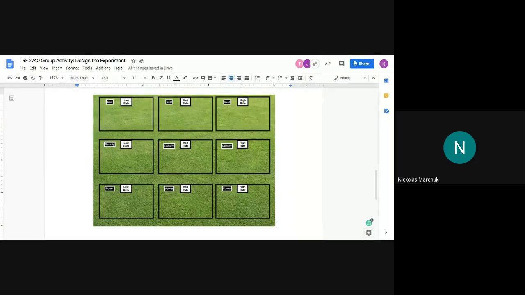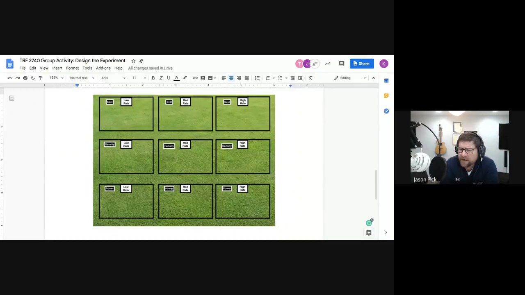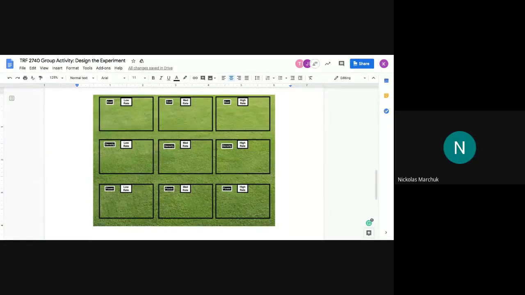Okay, perfect. Well, I like your plot design. Can anybody tell me there's just one piece that's missing from here? The control. That's right. That's it.